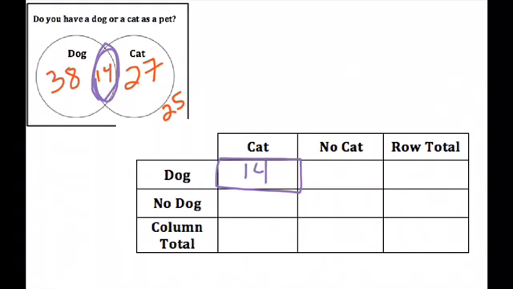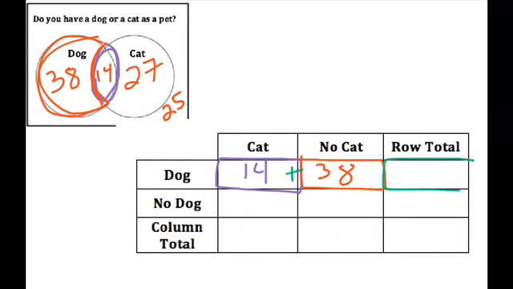Now this one next to it is how many people have a dog but no cat. So that's going to be this part right there. Dog but no cat. So that's 38. Then we're going to add these two numbers together to get our row total, which is going to be 52.